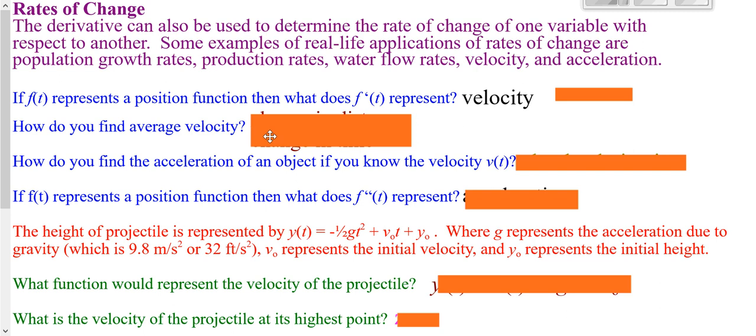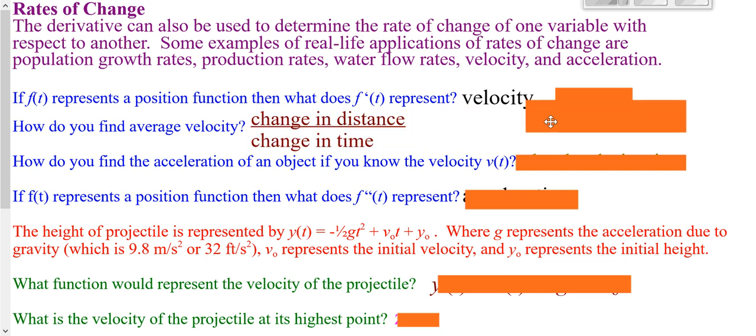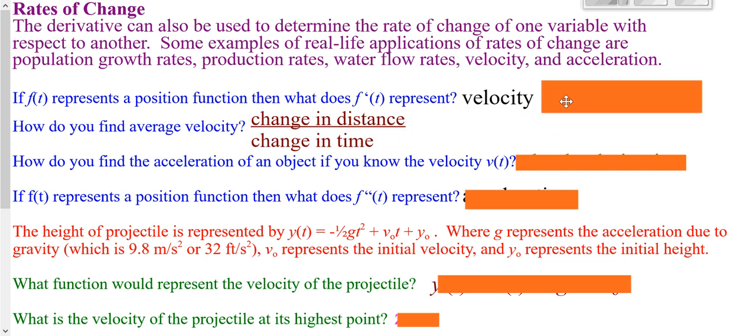Your average velocity is just the change in your distance over the change in your time. Average velocity would also be like your average rate of change, the slope between 2 points: change in distance over change in time.